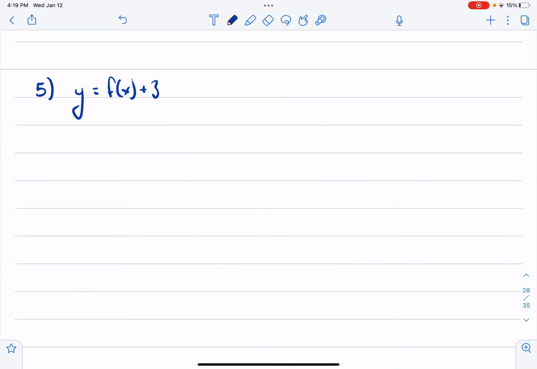On number 5, it says y equals f of x plus 3. And the question is, what does this plus 3 do to the graph of f of x, as compared to if it wasn't there? And the answer is real simple. When you add something on the tail end of something, it just goes up 3 units. It moves it vertically.